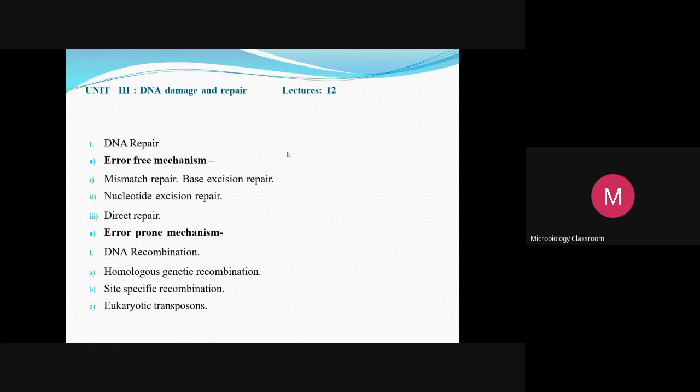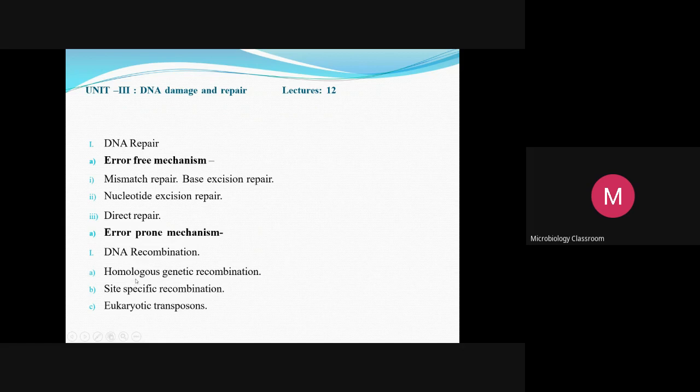In all those mechanisms there is a slight pathway, or some steps need to be covered, and also some of the genetic diseases related to mismatch repair, base excision repair, nucleotide excision repair should be understood by the student. Then error prone mechanism, in that DNA recombination is there. So in DNA recombination, there are some models like the Holliday model, the Meselson and Radding model. So that needs to be explained.